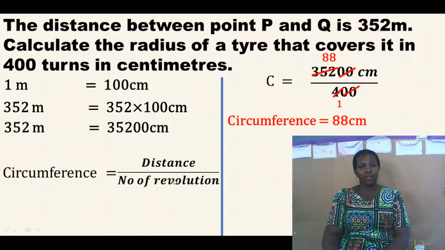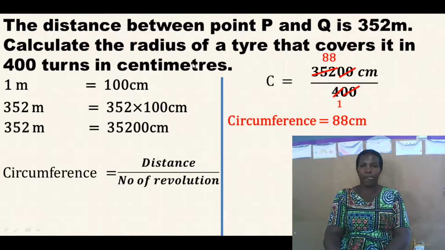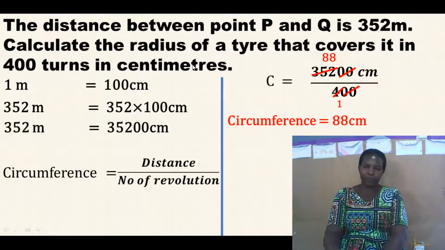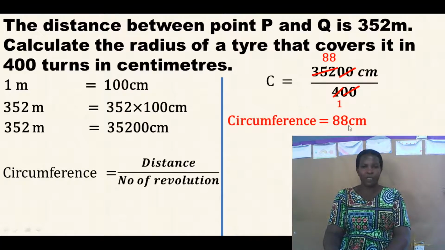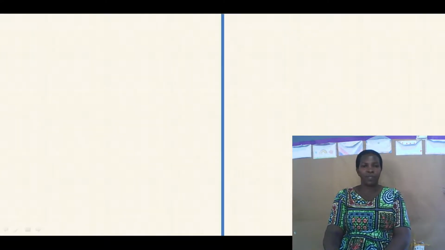This is the same as using proportions. If you can recall very well, when we use the proportions, you still come up with the circumference being 88 centimeters. My dear boys and girls, having got the circumference, what do they exactly want us to find? They want us to find the radius of the tire. Now, how do we get to the radius of the tire? Can you remind us how we get the radius given circumference? Yes, good. The radius of the tire, we shall use the formula that 2 pi r is equal to circumference.